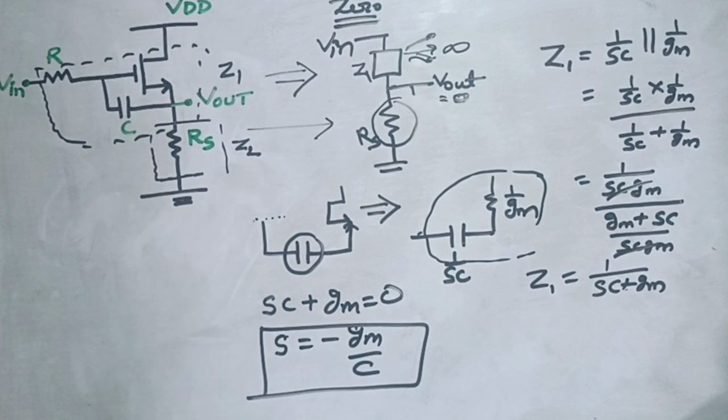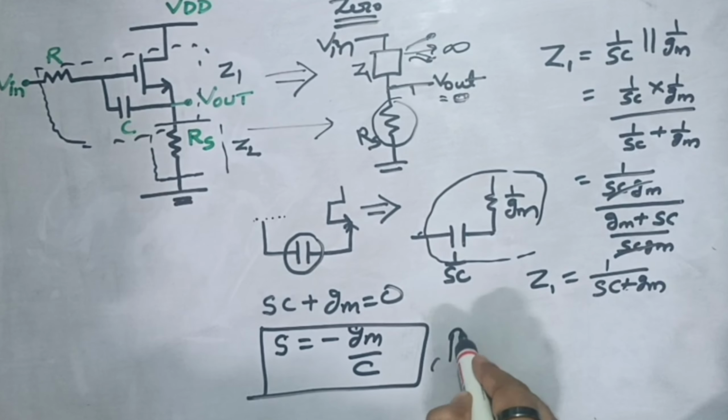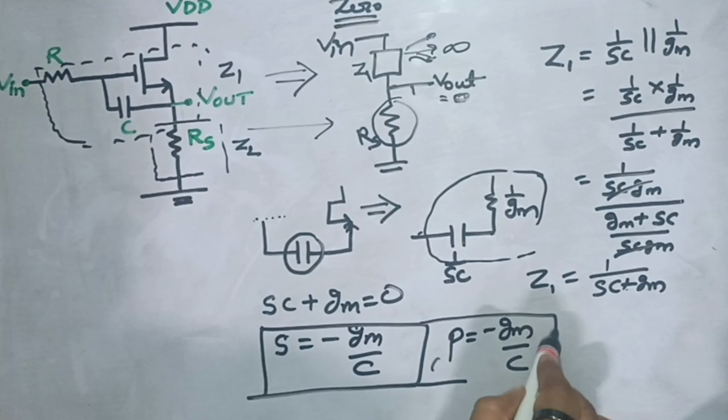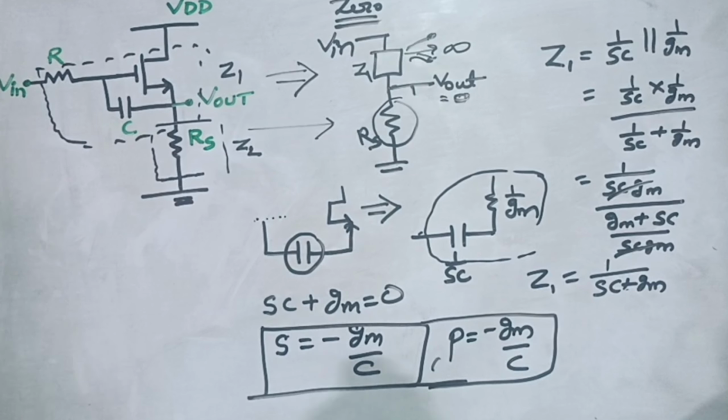So if you recall, our pole was also at minus gm upon C, and the zero is also coming at the same value. So this is how we have calculated the pole and zero for this circuit. I hope you got to know about a different approach to find out the pole and zero for this kind of MOSFET circuit.